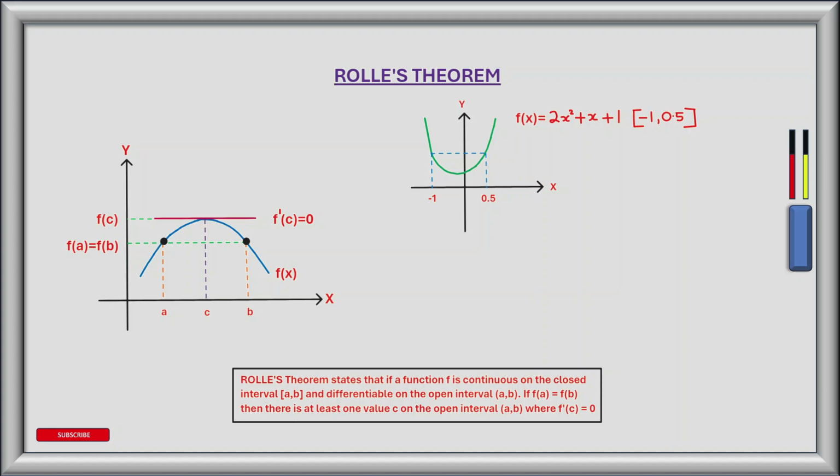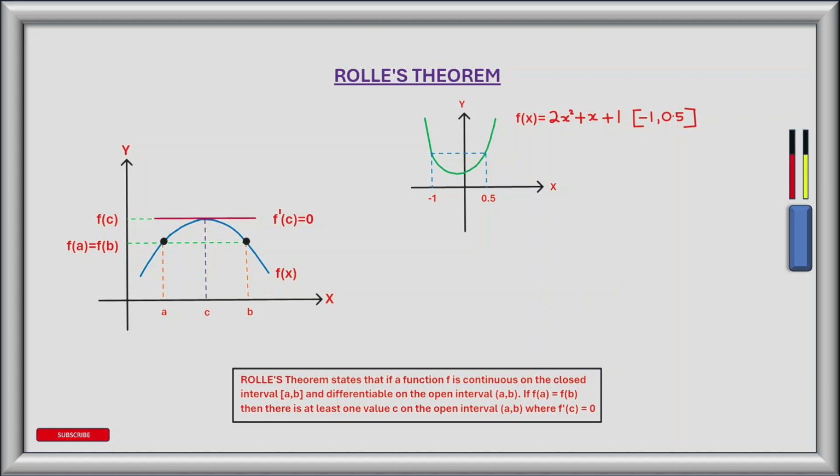So let's look at some examples of how we apply Rolle's theorem. So we have a function here, f(x), which is 2x² + x + 1, and it's defined over the closed interval from -1 to 0.5. We first need to check whether Rolle's theorem applies to this function over this interval. So as we can see, f(x) is a polynomial, so it's continuous and has no breaks, and it's a smooth curve, so we can take the derivative anywhere between -1 and 0.5.